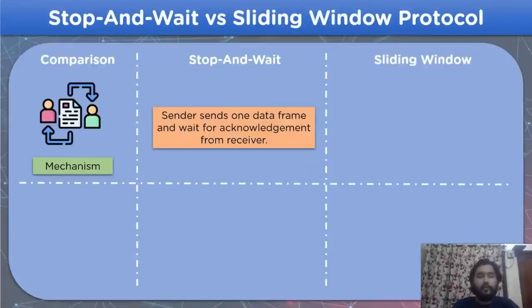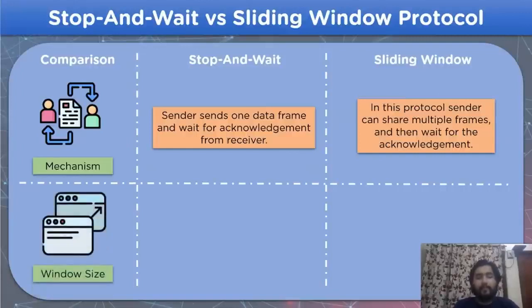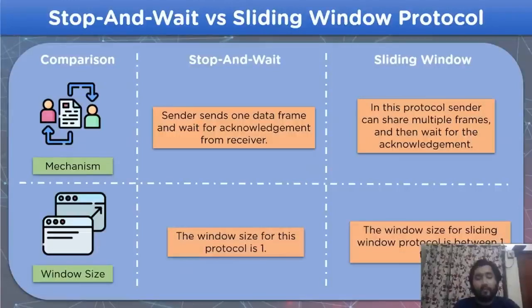As for the sliding window protocol, the sender can send multiple frames simultaneously and then wait for the corresponding acknowledgement from the receiver end. Let's move on to the next comparison, which is based on the window size. On the basis of window size, the stop and wait protocol is always fixed at 1. As for sliding window protocol, as we saw in earlier slides, it varies according to the scenario in the network channel. Let's take a look at some other comparisons too.